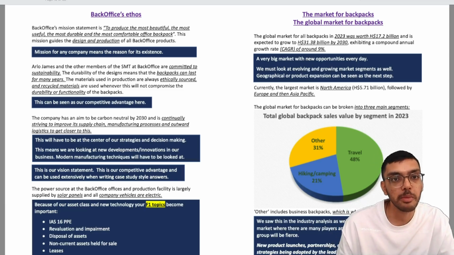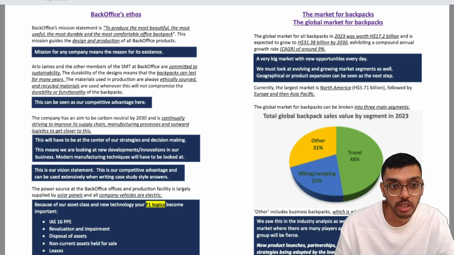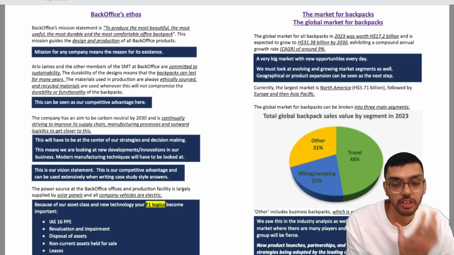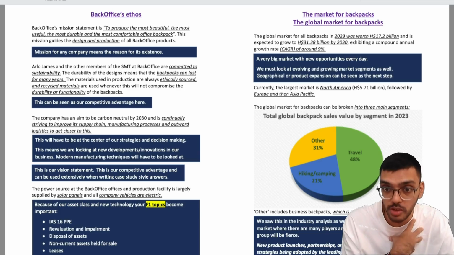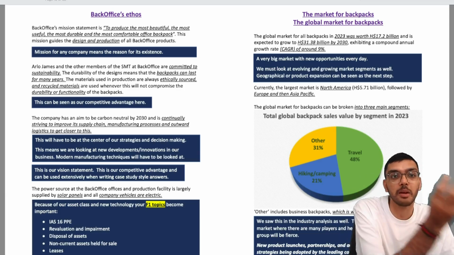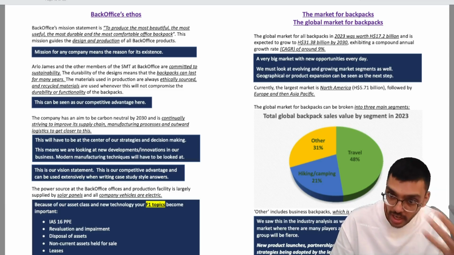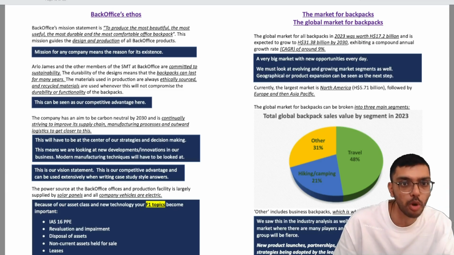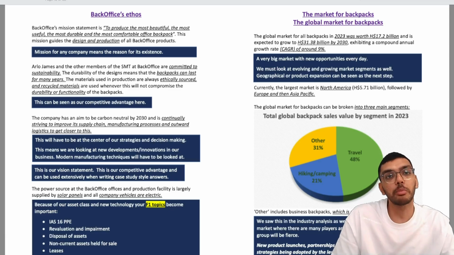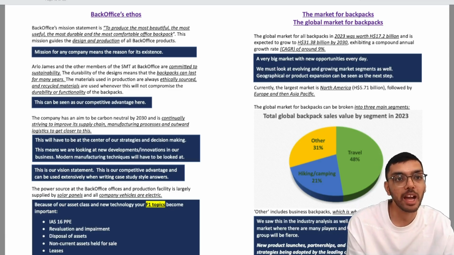Arlo James and other members of the SMT are committed to sustainability. Very important. Sustainability credentials is what we are committed to and is important for us. So using this as our comparative advantage, mentioning this in answers, and in any new growth prospect, is very important because the business is committed to this. The durability of the designs means that the backpacks can last for many years.